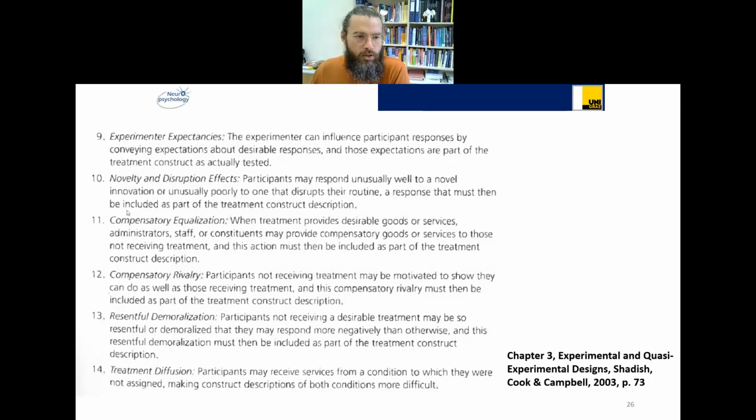So you should be able to measure that: compensatory equalization, compensatory rivalry, as well as resentful demoralization. This is more or less the opposite of compensatory rivalry. The people in the group perceived as more boring or less important, or just a control, may then not put any effort anymore into participating in the study, because they perceive themselves as in a disadvantageous situation.